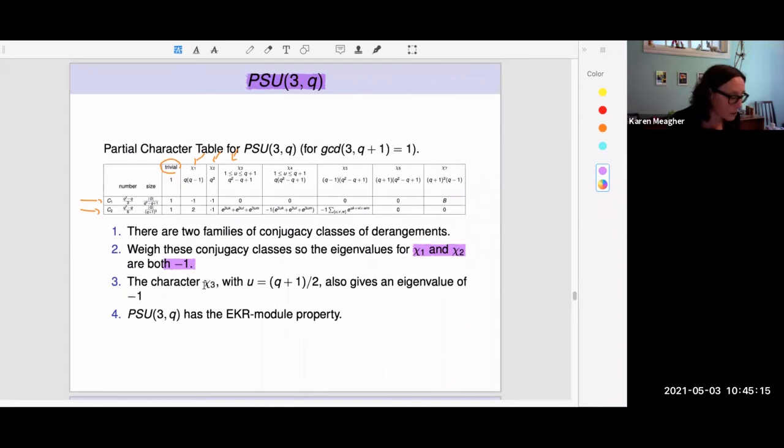It did work. Not only did it work, but a third character also lined up to give me an eigenvalue of -1. So I was able to show that PSU(3,q) has the EKR module property, and I find it astounding that such a weighting exists, and I don't know why. It felt so magical that it seems like there's got to be something else in play.